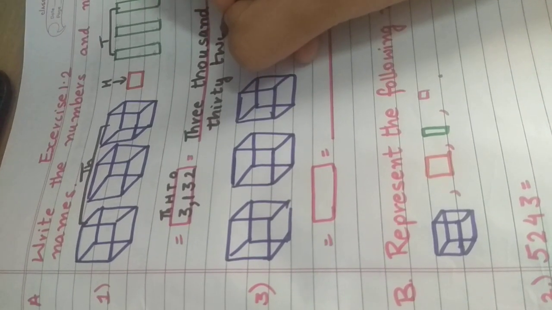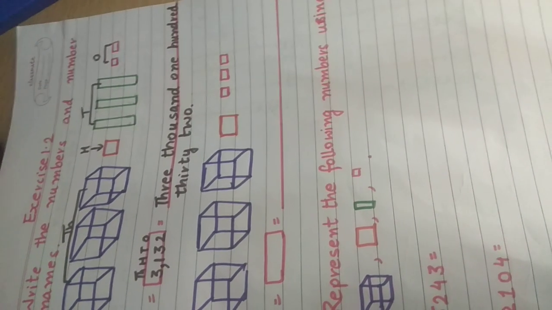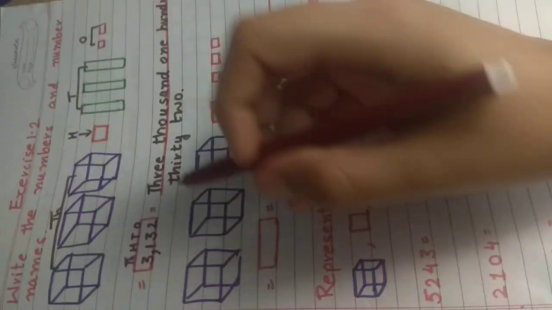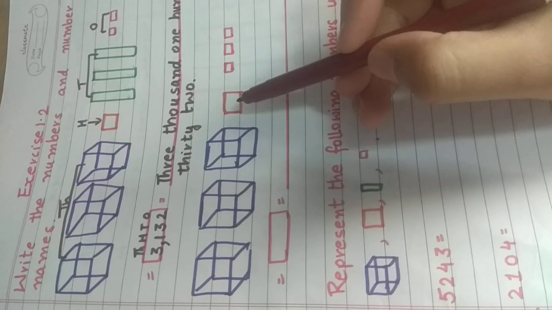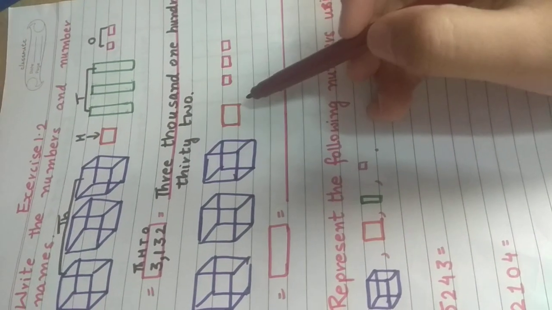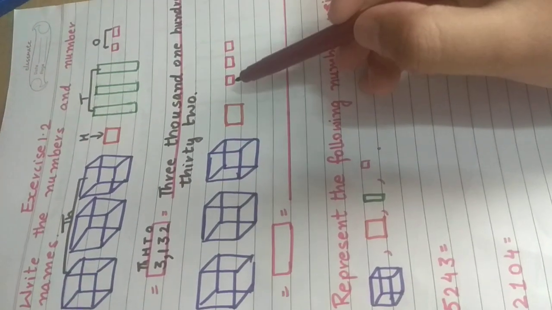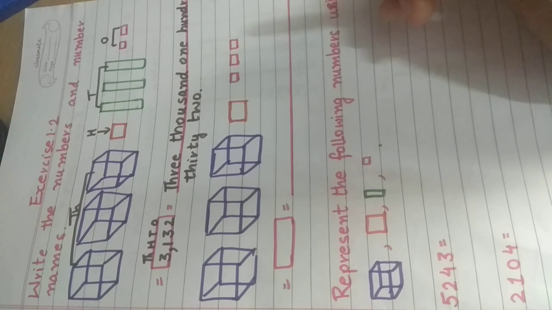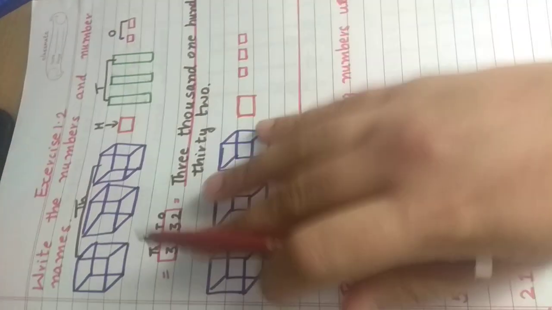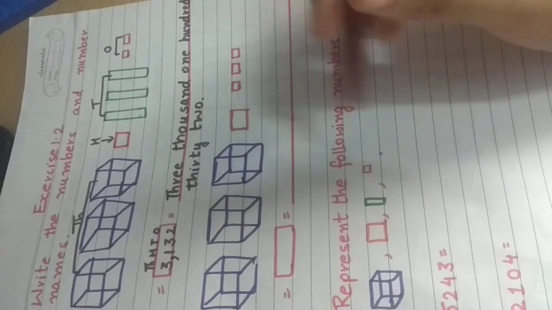3132. This is the number formed. Okay. The next one. Again, these represent thousands, hundreds. Do we have anything that represents tens? No. And ones, you have 3 blocks. Did you understand this? Yes. Should I go through it again?